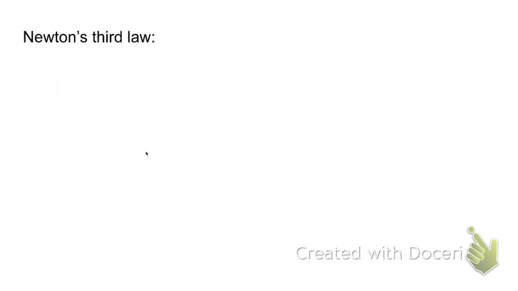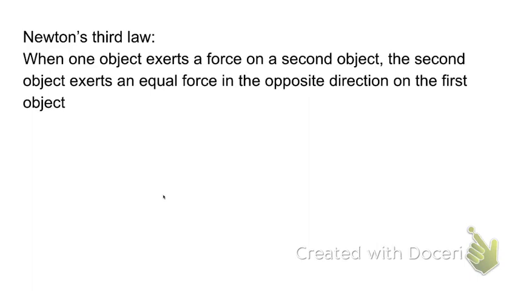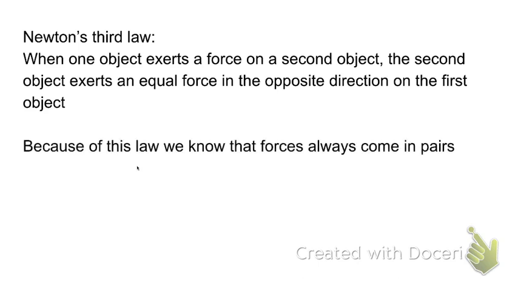Newton's third law, as we just saw in the video: when one object exerts a force on a second object, the second object exerts an equal and opposite force, or an equal force in the opposite direction, on that first object. Because of this law, we know that forces are always going to come in pairs. So you're not just going to have one isolated force. If I am pulling on a rope, the rope is pulling back on me.